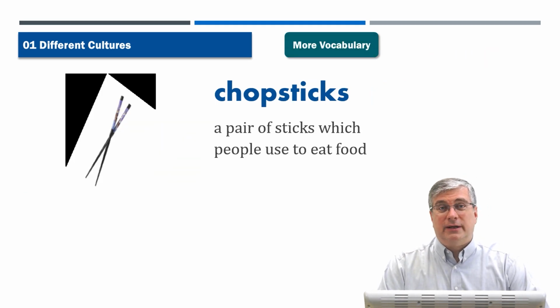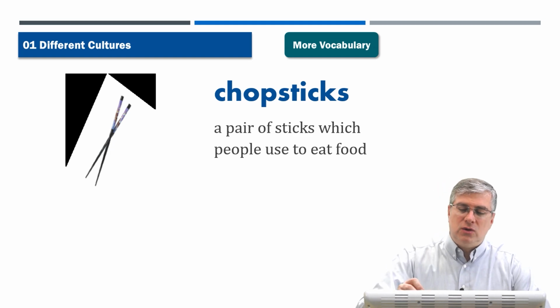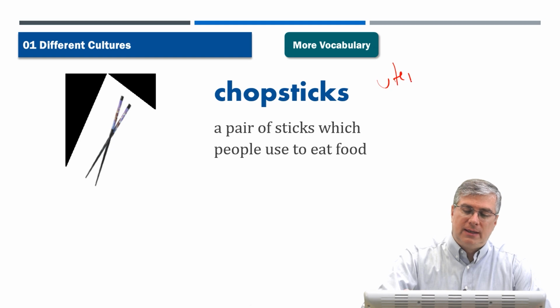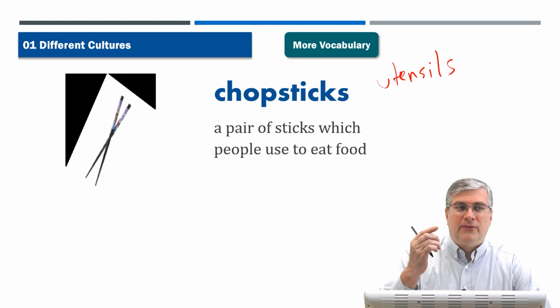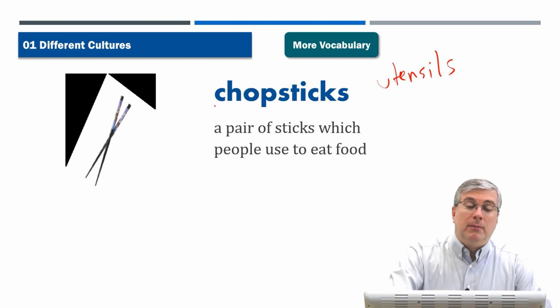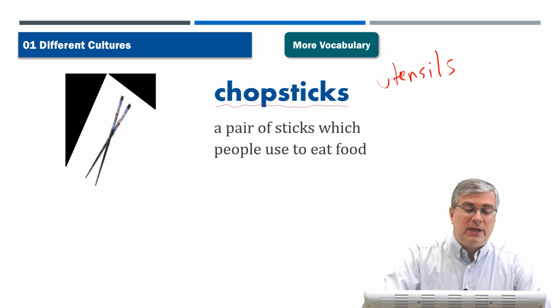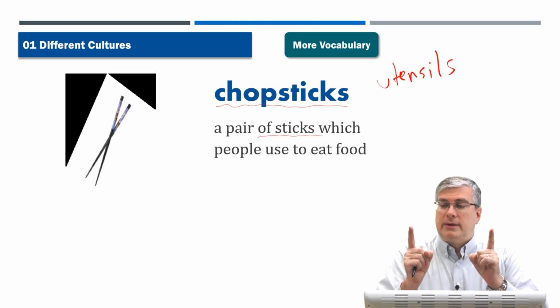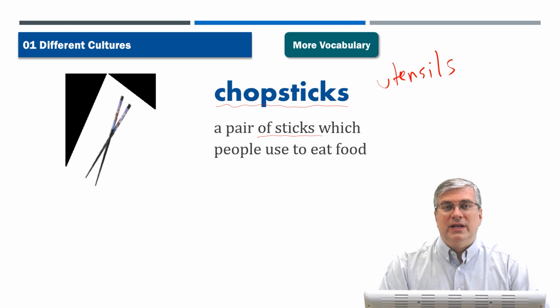Next, we have chopsticks. Chopsticks are eating utensils. Utensils in the West are a knife, fork, and spoon. In many Asian countries, they are chopsticks, and they are just a pair of small sticks, only about that long, which people use to eat food.